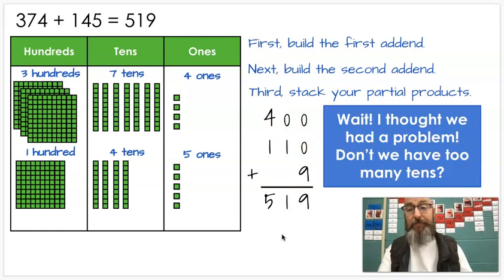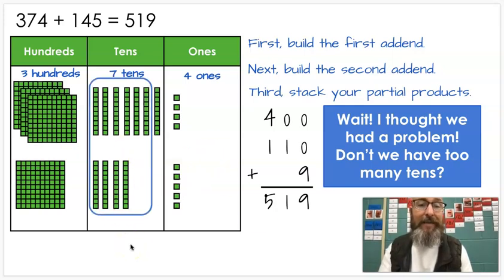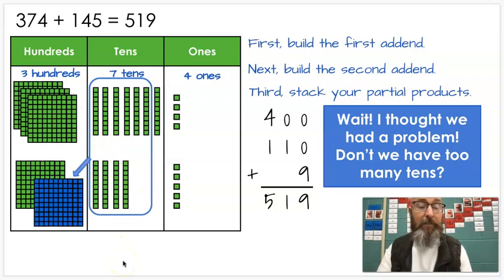But again, wait, I thought I had a problem. Don't we have too many tens? Again, sort of, because we have more than 9 in that column. We have 11. So I'm going to have to take 10 of them, just like before. So I'm going to take these 1, 2, 3, 4, 5, 6, 7, 8, 9, 10. And we know 10 tens make 100. So I'm going to move those over here to the 100, and I'll just have 1 left.